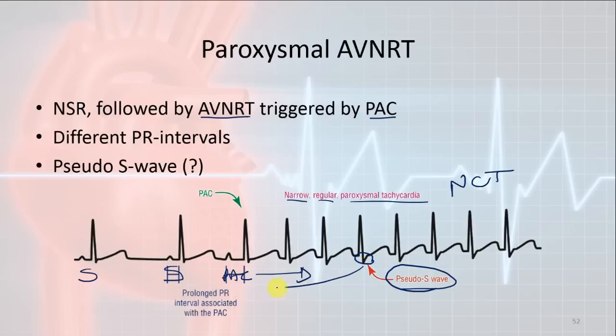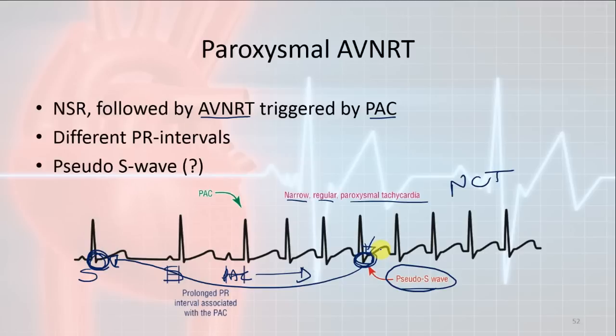Look at this QRS and look at that QRS. Are they the exact same? And the answer is no. This little extra S-wave right here does not exist over here. There is an S-wave in that QRS, but it is much, much smaller, which tells me that this pseudo S-wave is probably a retrograde P wave.